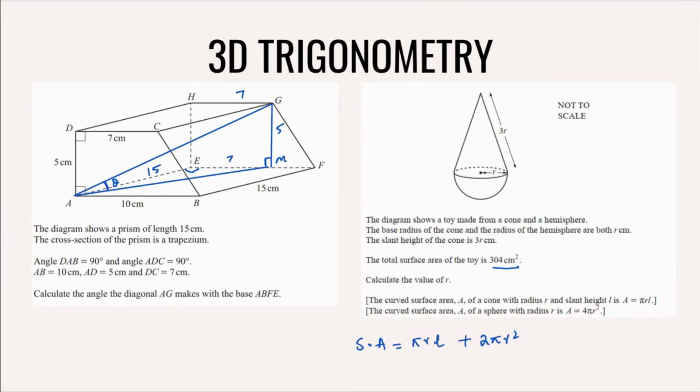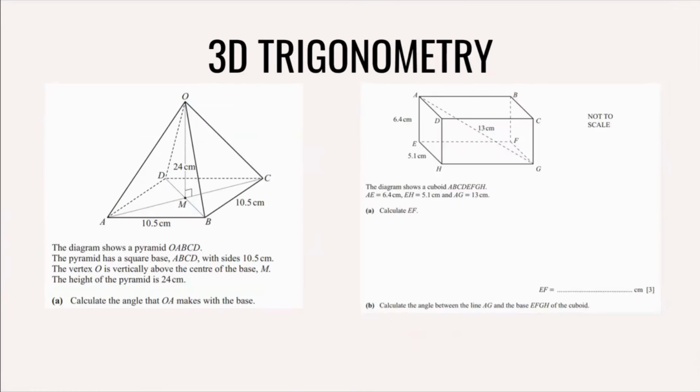Then the next shape that you will have is a pyramid, and you get a different question for a cuboid. So it says the diagram shows a pyramid OABCD. The pyramid has a square base ABCD with sides 10.5 centimeters. The vertex O is vertically above the center of the base M. The height of the pyramid is given as 24 centimeters. Again, calculate the angle that OA makes with the base.